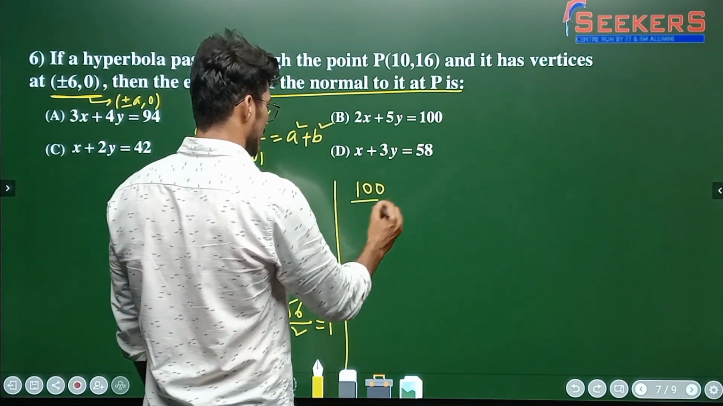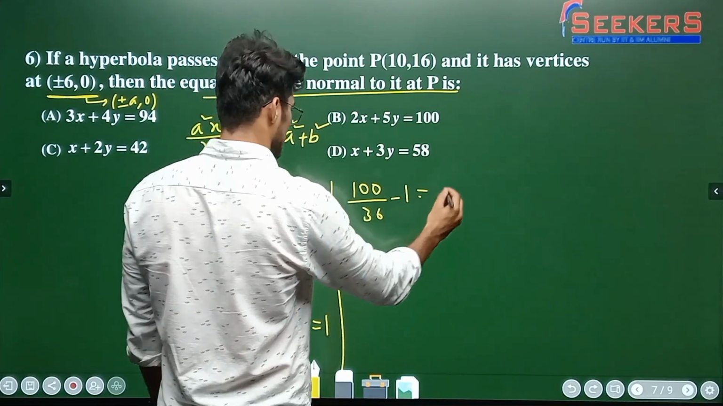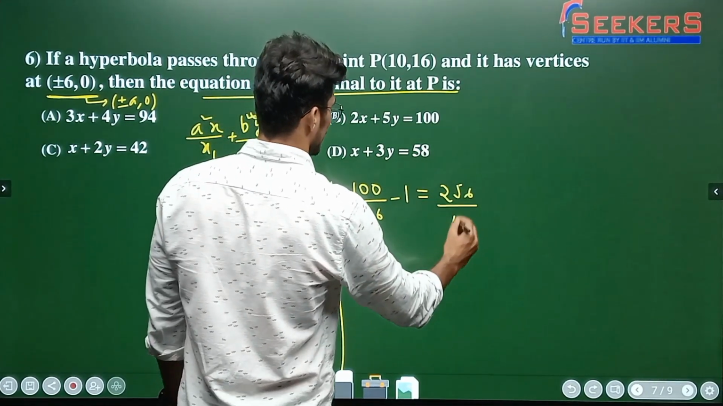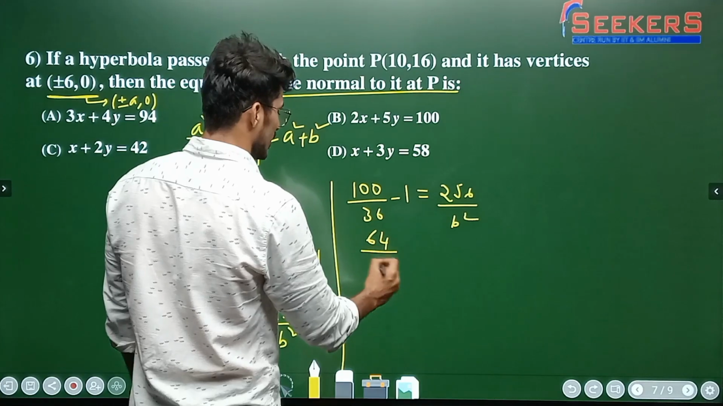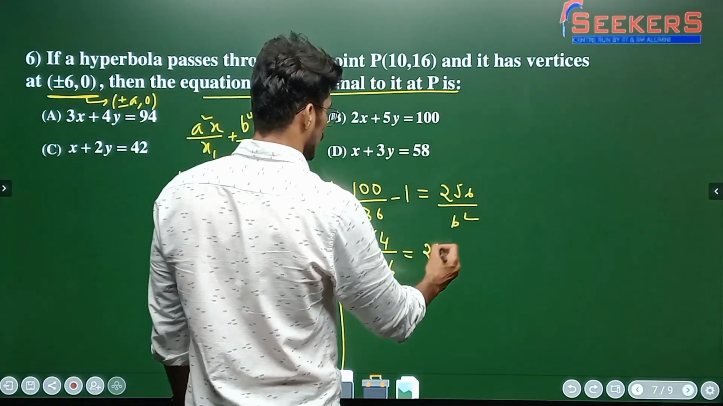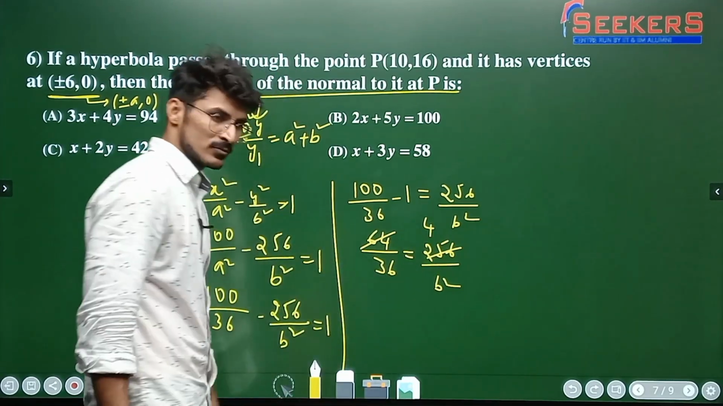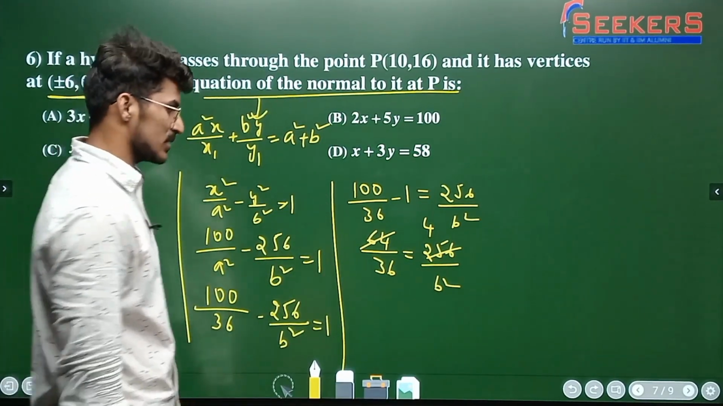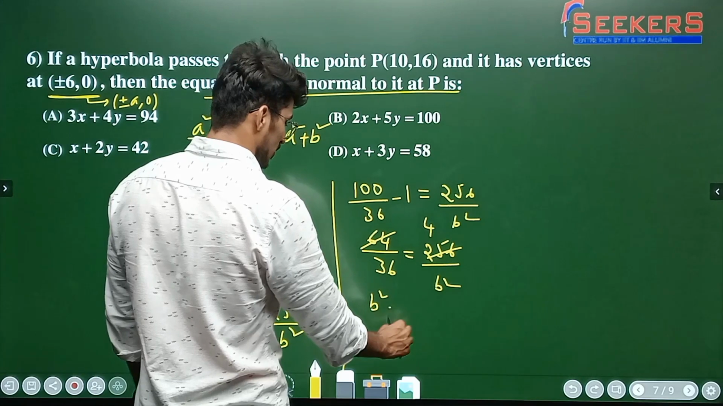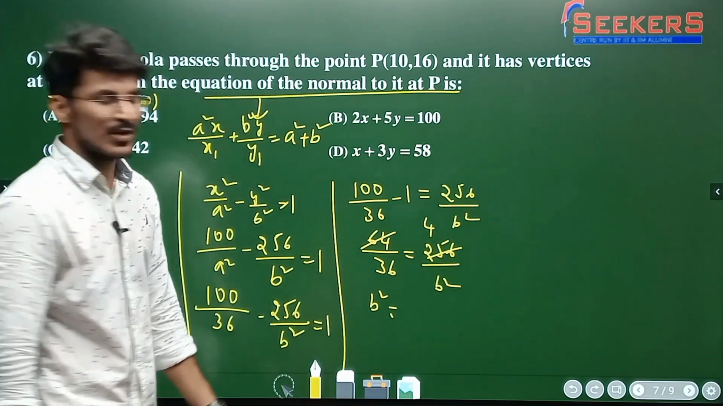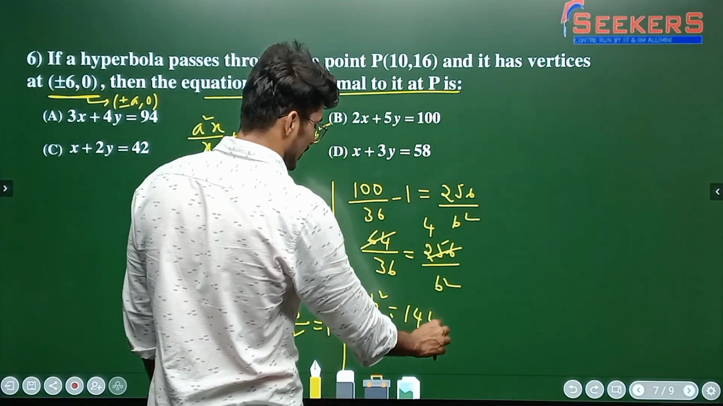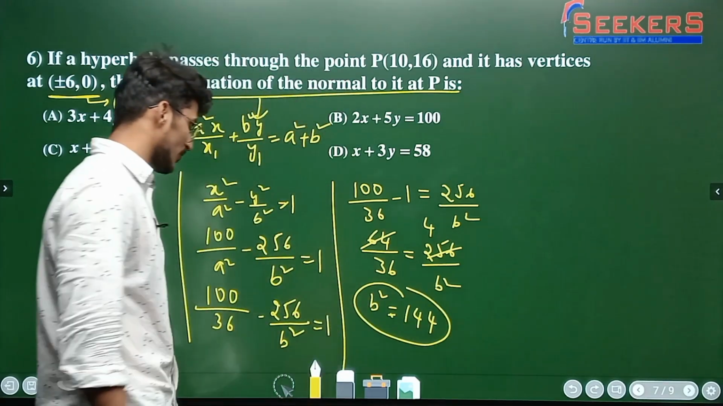So 100 by 36 minus 1 is equal to 256 by b square. So 64 by 36 is equal to 256 by b square. 64 four times is 256, right? So b square is equal to what? 36 into 4 is 144. So b square value is 144.